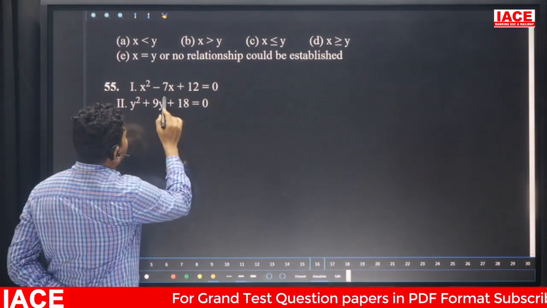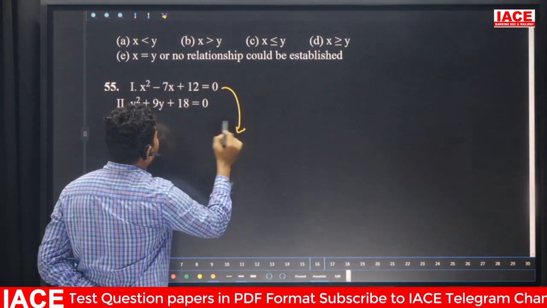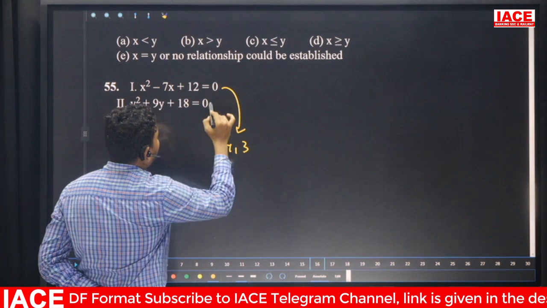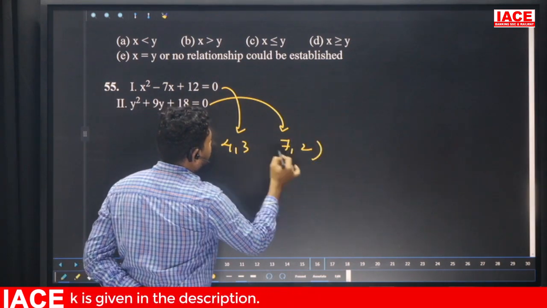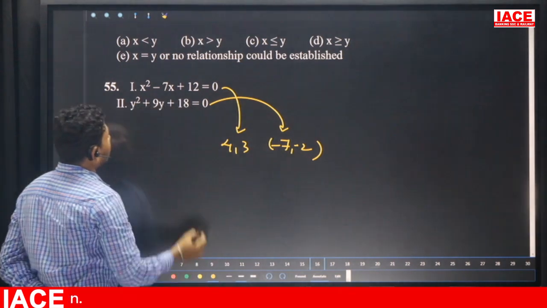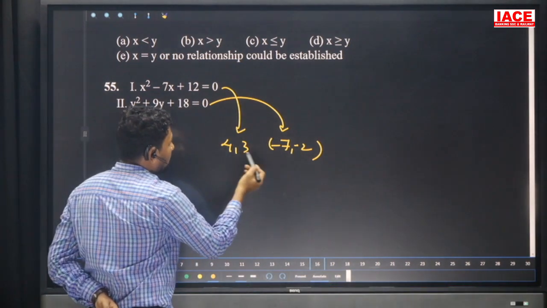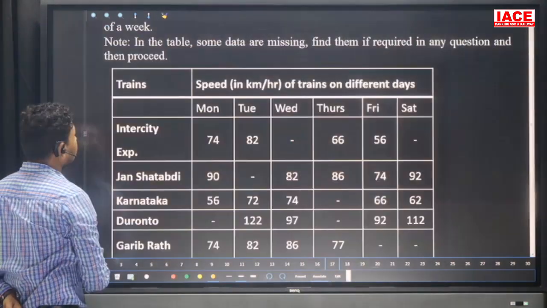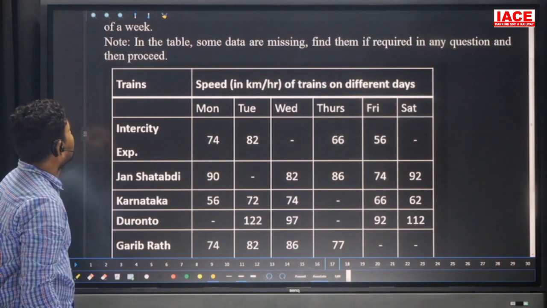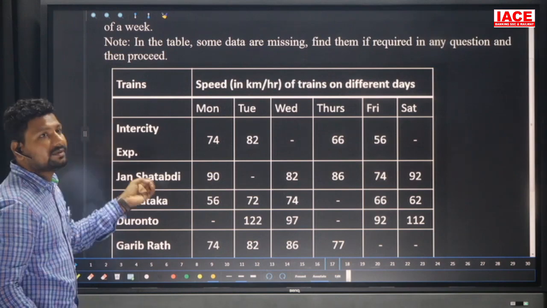Next, this is the first equation, factors are 4, 3, and the second equation factors are 7, 2, and that too it is a minus minus here. Comparing negative and positive, the positive value is always bigger, so x is greater than y. Our relation is what? B.